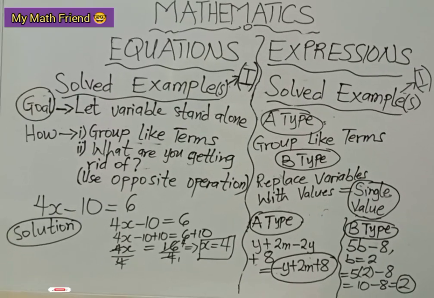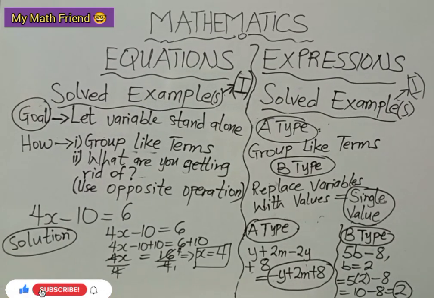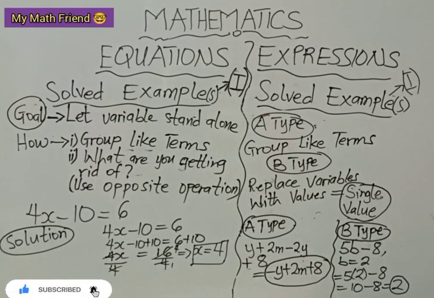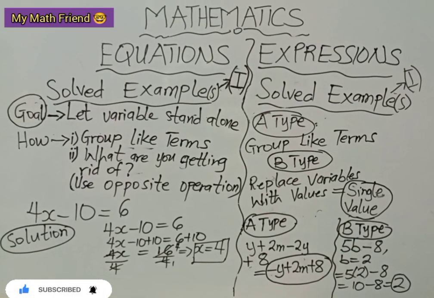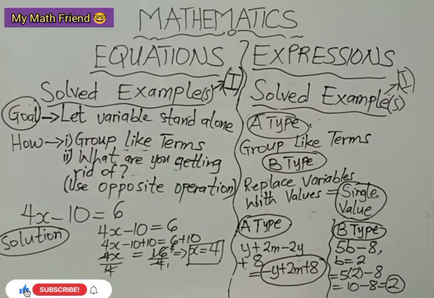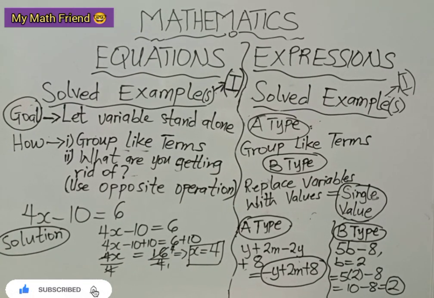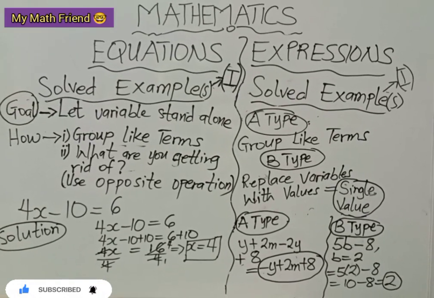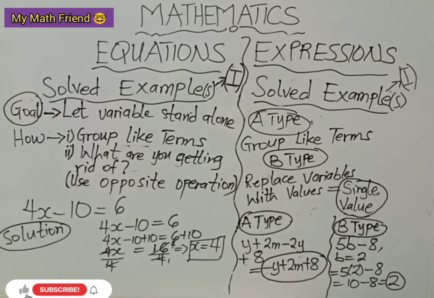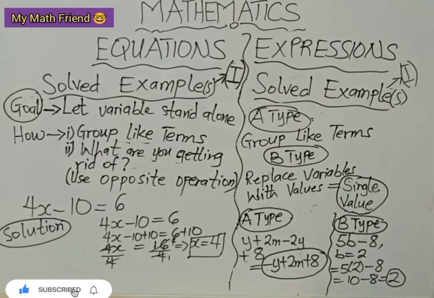Now, the goal of solving equations is that you let the variable stand alone. Normally, in an equation, there is an unknown or a variable that you need to find. So if they say 4x minus 10 equals 6, you are being asked to find x, and so x becomes the variable or the unknown. The goal is to find it by letting the variable stand alone. Anything attached to the variable should be removed, and anything beside it or close to it should also be gotten rid of. So let's look at how to do that.